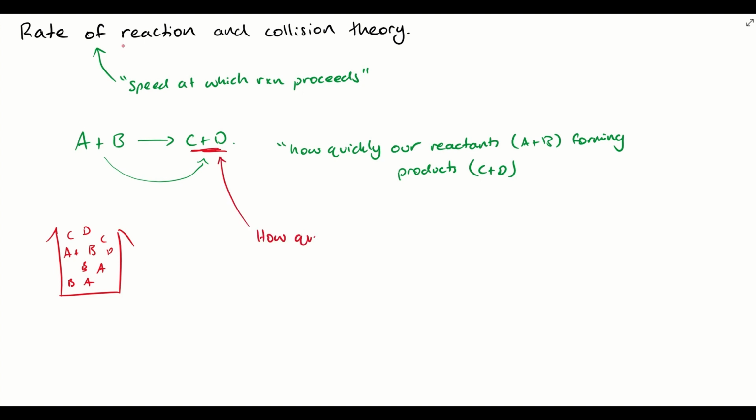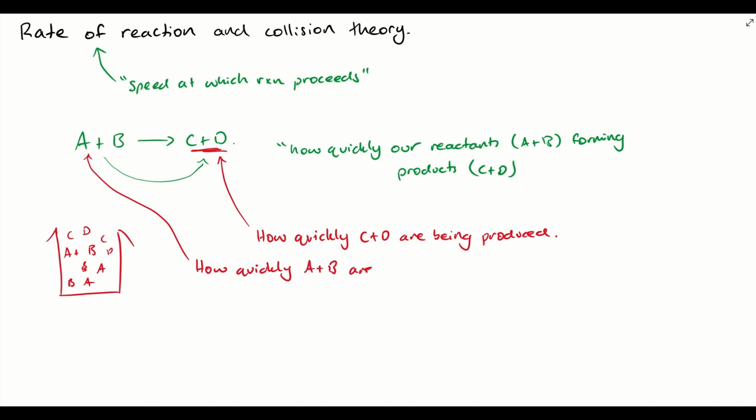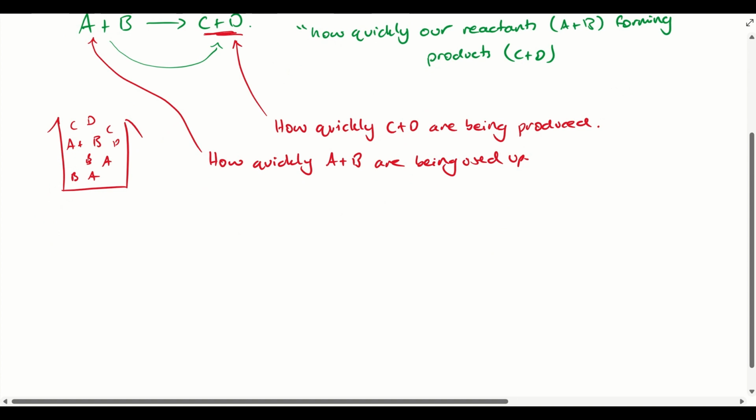So directly, how quickly C and D are being produced. And in the same way, for C and D to be produced, A and B have to be used up. So we can also measure it by how quickly A and B are being used up. Okay, so we've got how quickly C and D are being produced, or how quickly A and B are being used up. But let's work out some ways that we can actually see this happening in a real system.